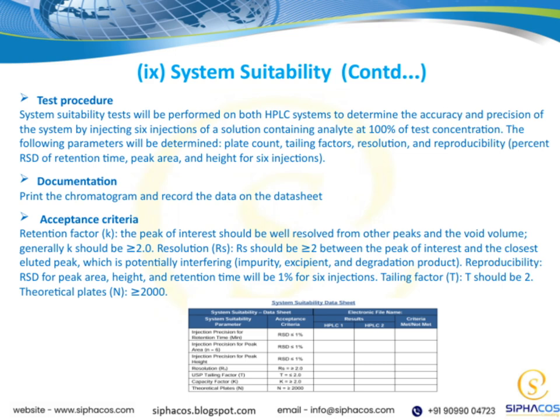For reproducibility, the RSD for peak area, height, and retention time should all be within 1% across the 6 injections. The tailing factor, T, should be around 2, indicating acceptable peak symmetry. And finally, the number of theoretical plates, N, should be at least 2,000, which signifies good column efficiency. In summary, these parameters and criteria are vital to confirm that our HPLC system is performing reliably and consistently, ensuring the quality of our analytical results.